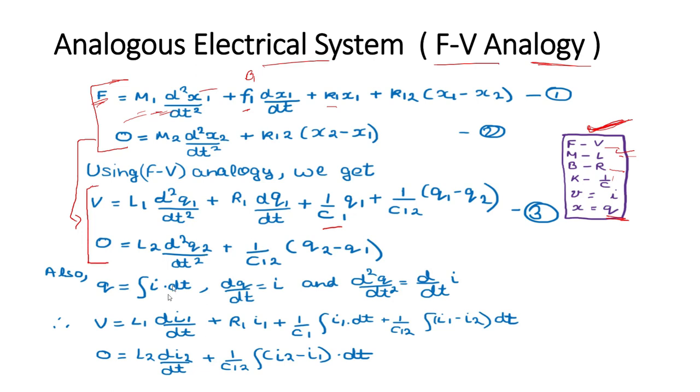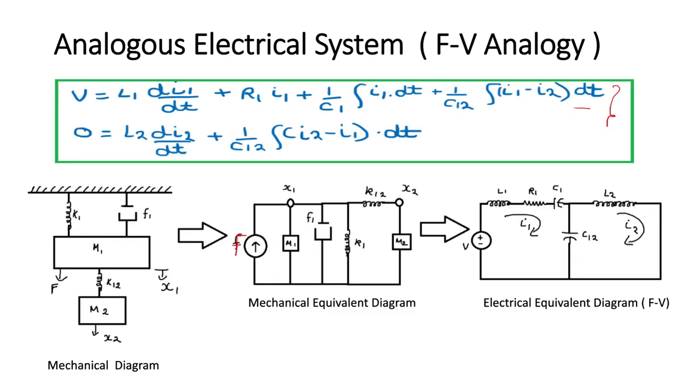And now we all know what Q is. Q is charge or integration of I dt. Also dq by dt is equal to I, and double differentiation of charge with respect to time is equal to di by dt. Therefore we will replace all the Q terms by I and we get these two equations. So now using these two equations which we have just derived, we will draw its electrical equivalent diagram.